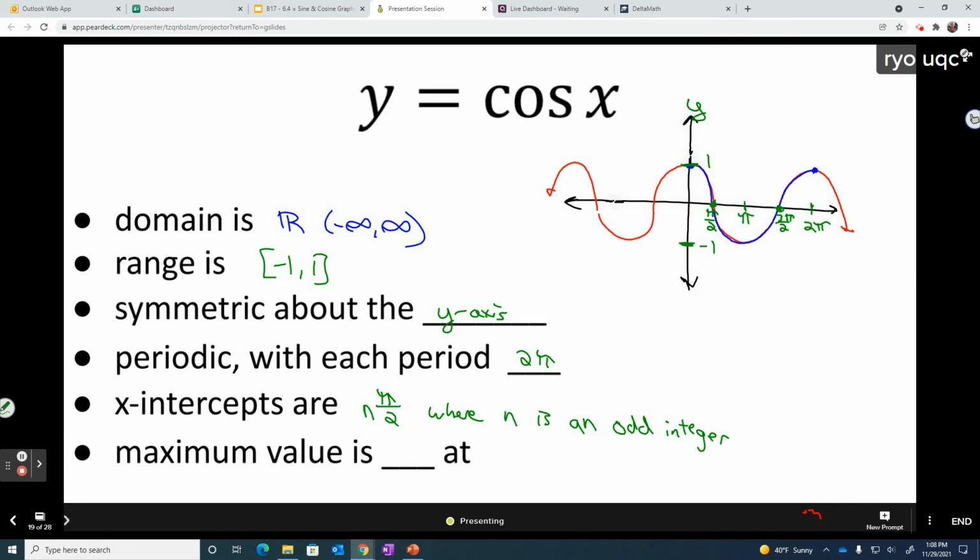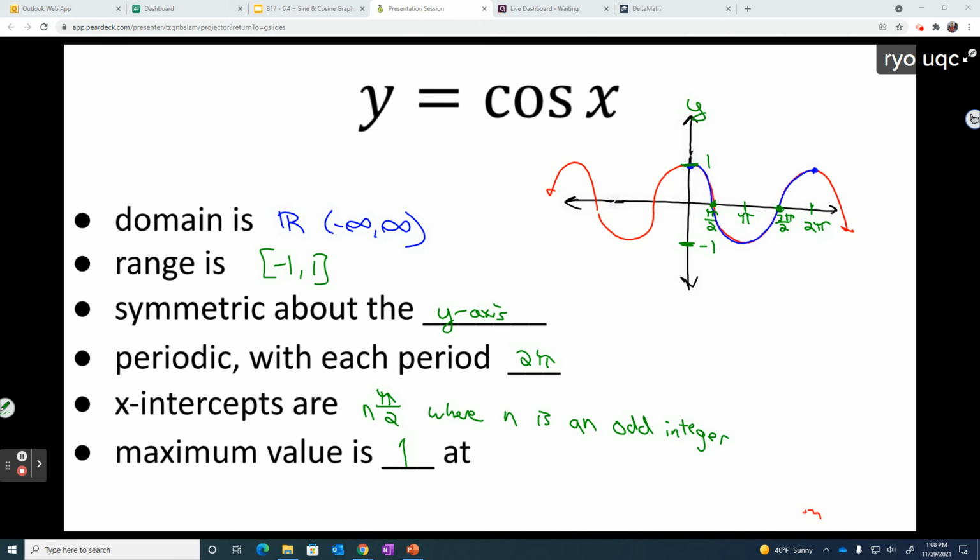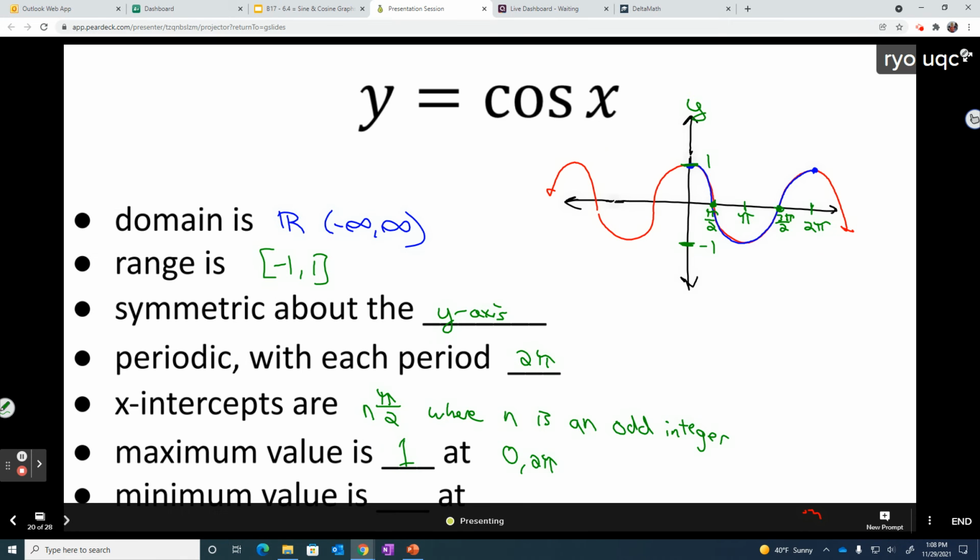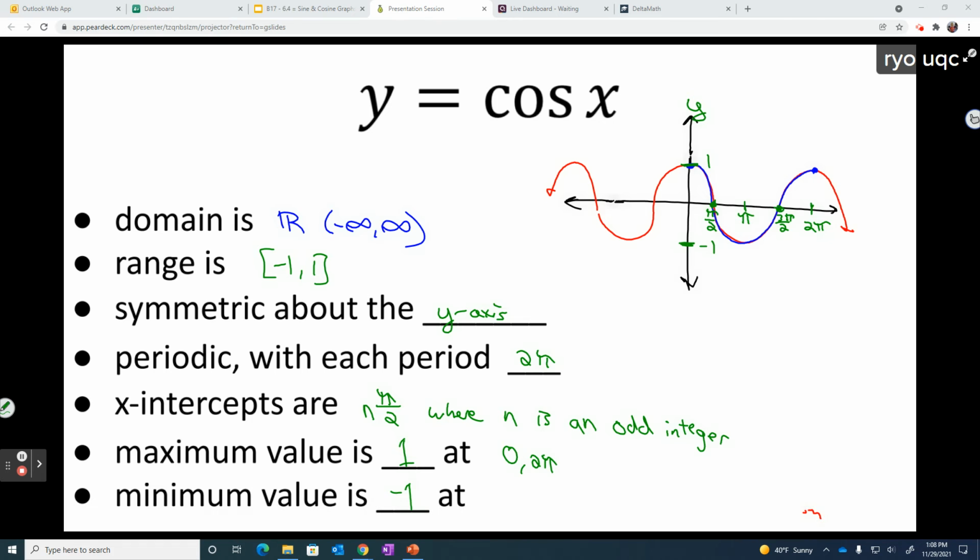Okay, the minimum and maximums are the same. So the max is 1 again. It occurs here at 0 and also 2 pi, really every multiple of 2 pi. The minimum down there is at pi. The minimum is still -1. Pi.